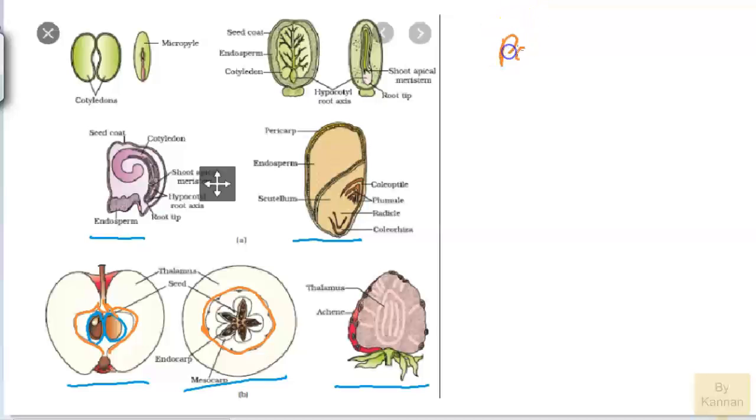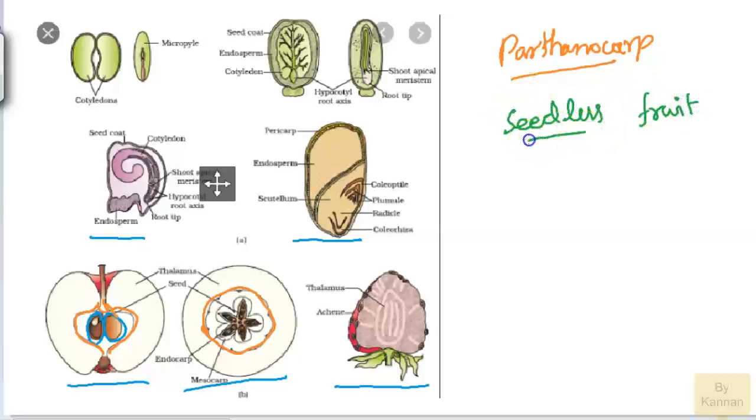The first thing is parthenocarpy. Parthenocarpy is nothing but seedless fruit formation in flowers. This bypasses the fertilization process, so fruit production starts automatically inside the flowers, but the seed will not be produced since there is no fertilization.